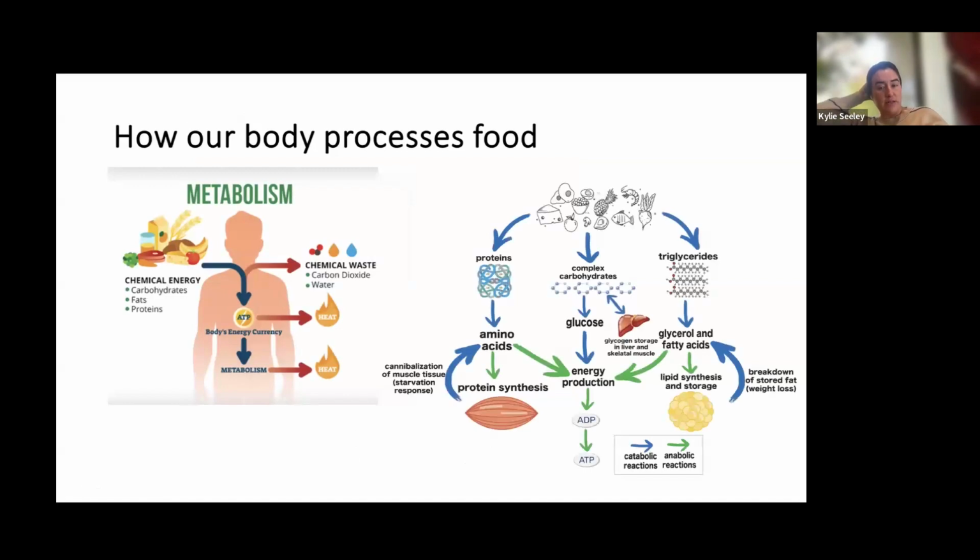For our talk on diabetes, we'll focus in particular on carbohydrate metabolism. But it is important to point out that our body prioritizes carbohydrates and protein as its primary energy sources, and we'll use fat as energy only when carbs and protein are not available.